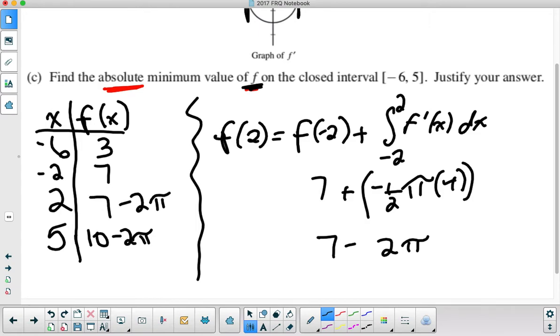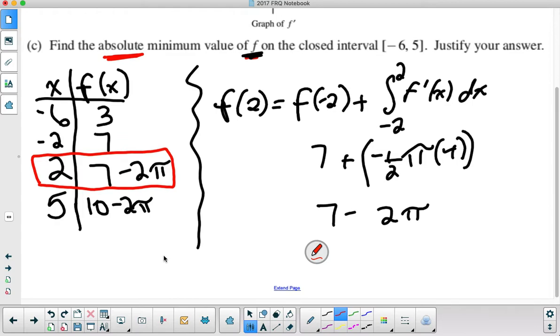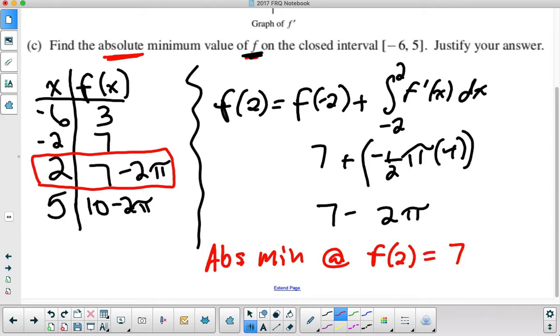So we just have to look at our table now and figure out which of these values is the smallest. Is it 3? Is it 7? 7 minus 2 pi, 10 minus 2 pi. The smallest value here is right there in that part of the table. So that's our absolute min. We just have to write that. I'm going to abbreviate this. So we got the absolute min at f of 2, which is 7 minus 2 pi. That's your final answer for part C.